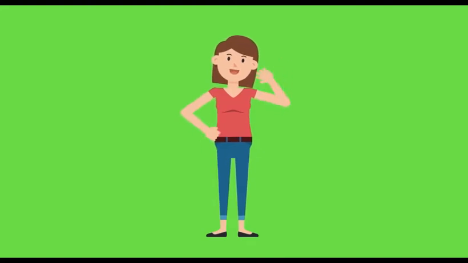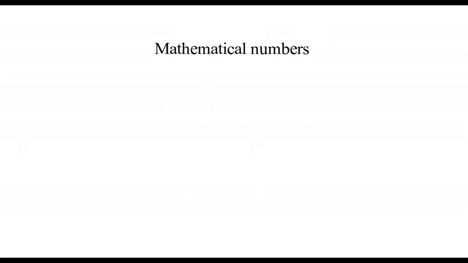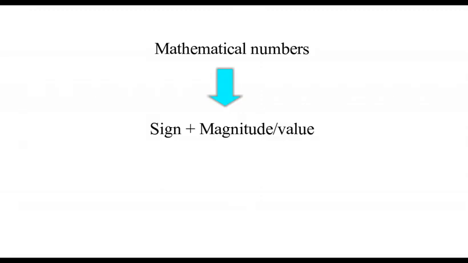Okay, so let's start with our main topic for this tutorial. Now, mathematical numbers are represented with a sign and a value, also called magnitude, in which the sign indicates if a number is positive or negative.